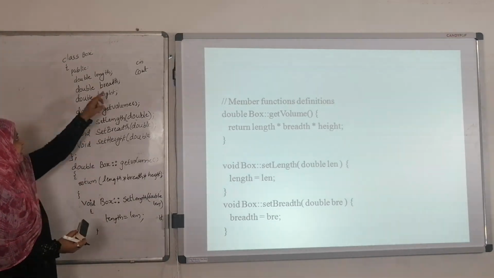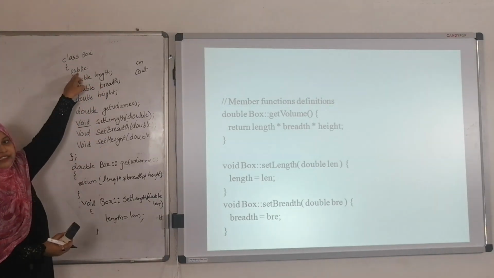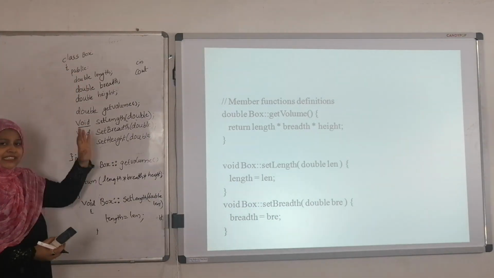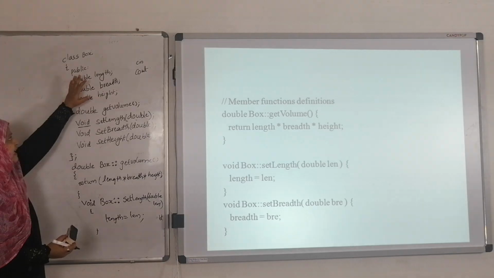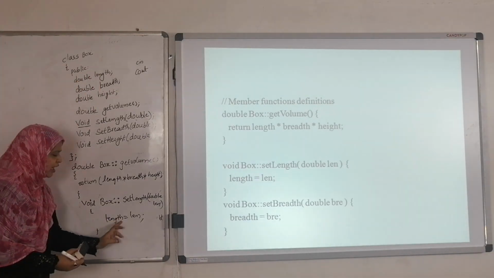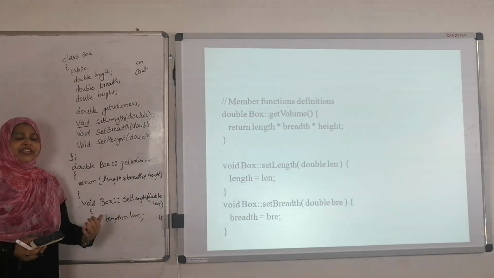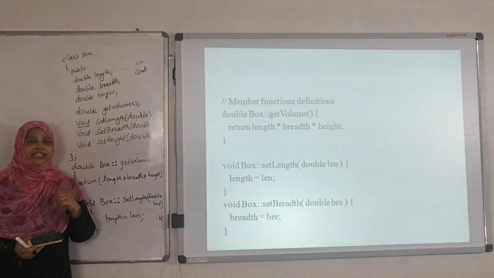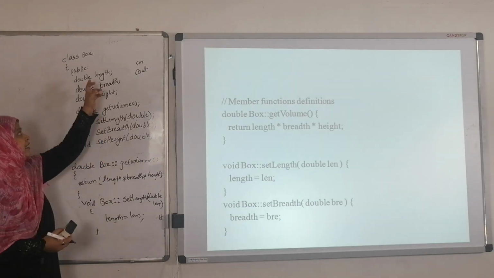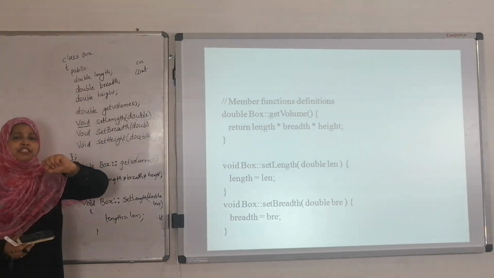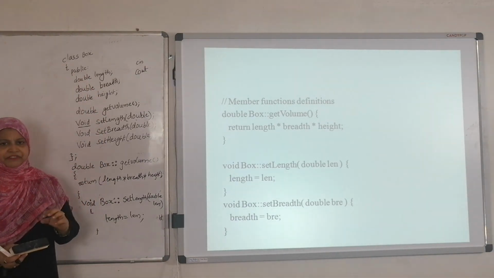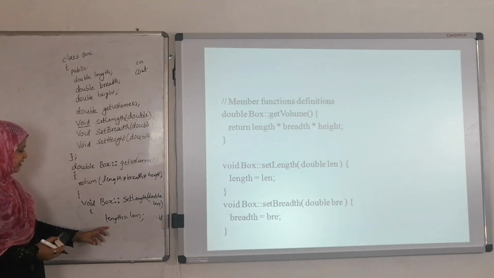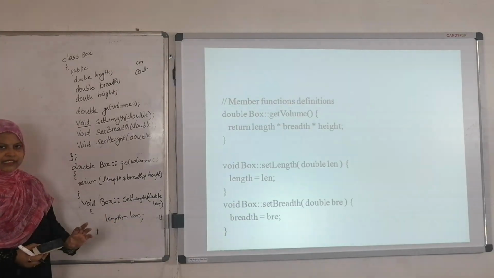See here, length is declared in the public access modifier. That's the reason we can directly use the data member outside the class. Whenever we define any data member or member function in a public access modifier, we can use those data members and member functions within the class. No need to create the object for that one. So that's the reason I am going to write length equals len, right?